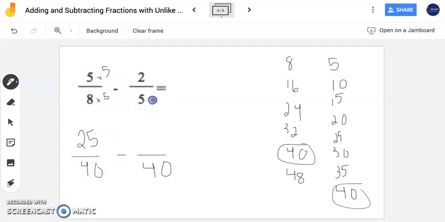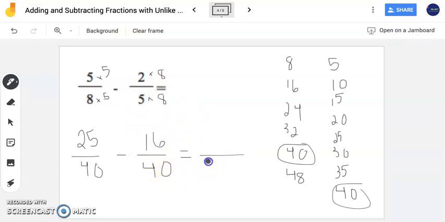Now I'm going to do the same thing here. 5 times 8 is 40, and 2 times 8 is 16, excuse me. So now we have 16/40 here. Notice we did 2 times 8 is 16, 5 times 8 is 40, proving that 2/5 is equivalent to 16/40.